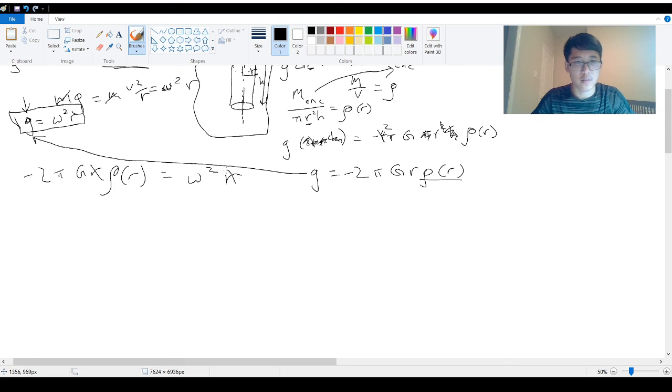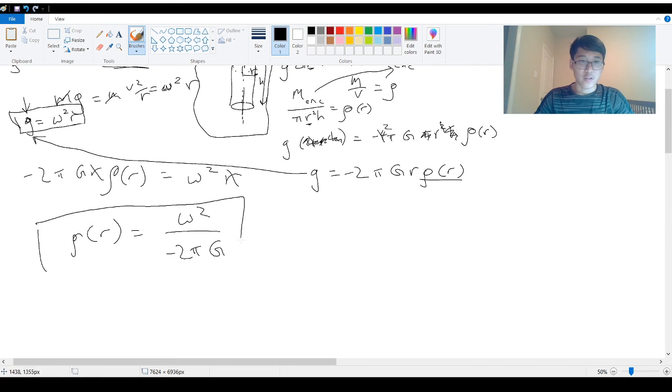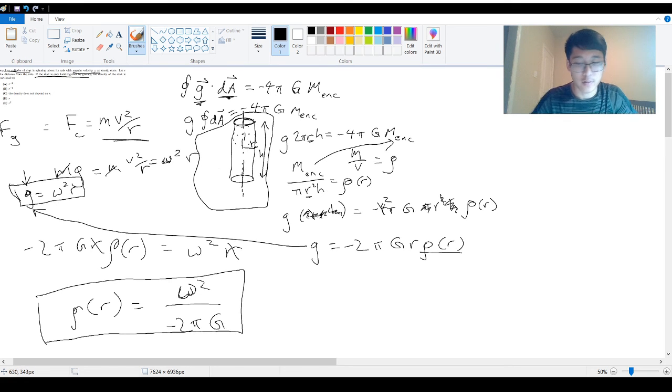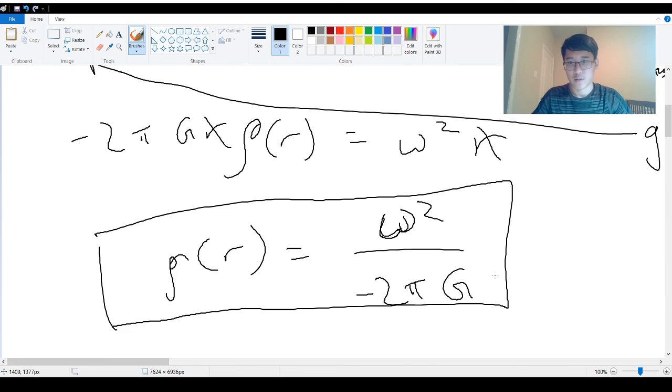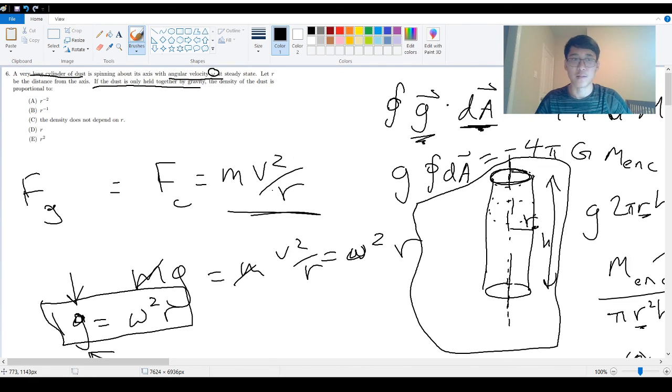So these r's cancel out. So we're left with the density, which depends on r, is equal to omega squared over negative 2 pi G. Now, this is actually going to give us our answer. And the reason is because omega is held constant, right? It says in the question, it's held in a steady state, angular velocity omega at a steady state. So omega is not changing as a function of r. Obviously these are all constants. So that means that the equation for density actually does not depend on r, right? So the answer to this question is that the density does not depend on r.